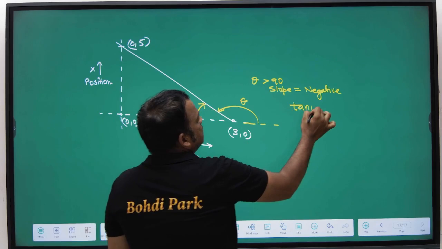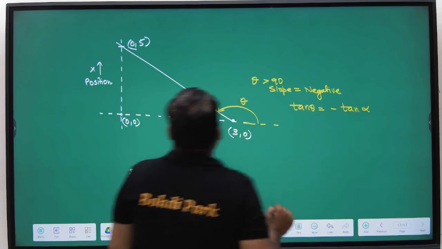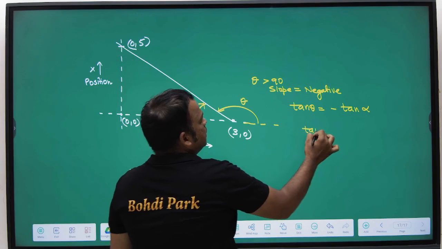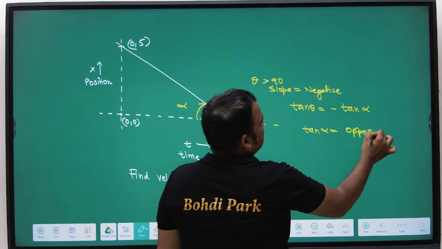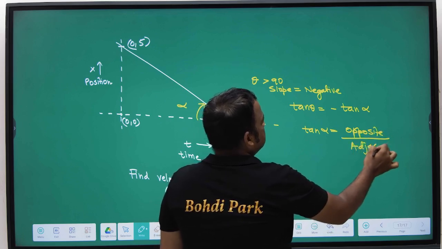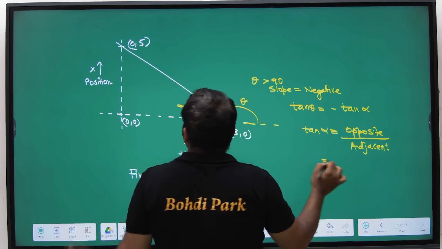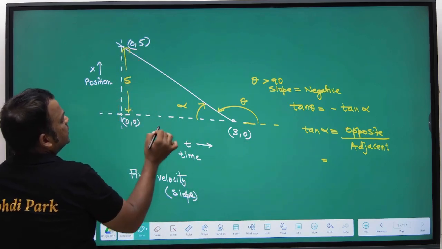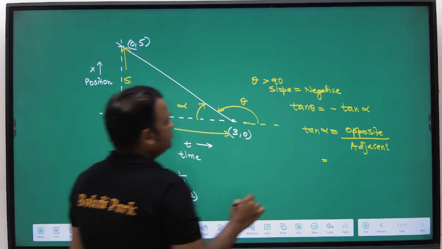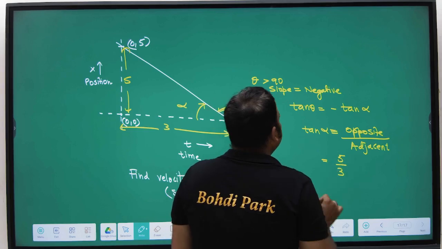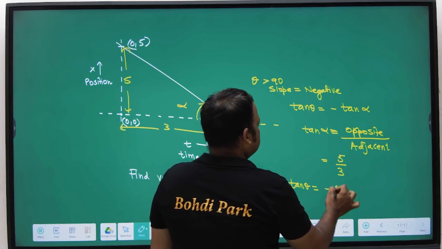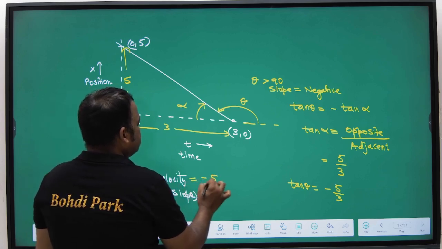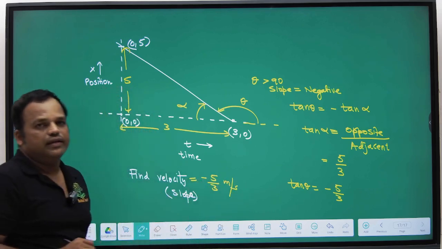So let's calculate tan alpha. So we will have tan theta is equal to minus of tan alpha. Now tan alpha will be equal to opposite by adjacent. So opposite is equal to 5. Adjacent is equal to 3. So that is 5 by 3. So we have tan theta is equal to minus 5 by 3. That is the slope. So the velocity is minus 5 by 3 meter per second.